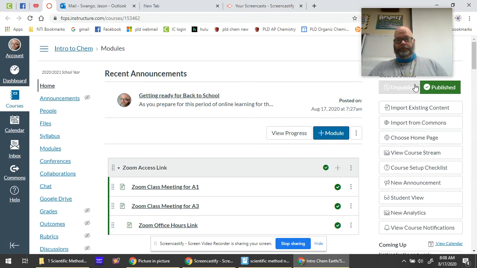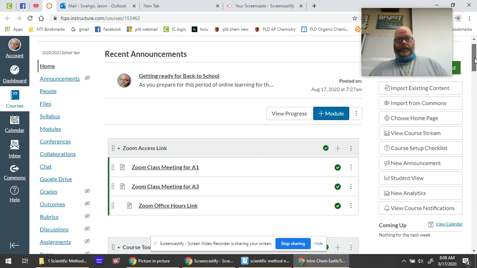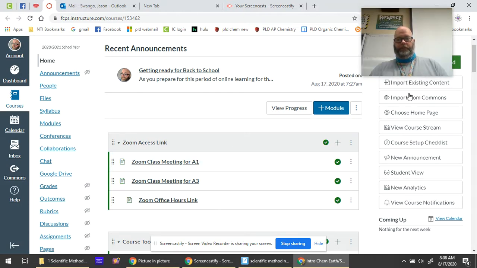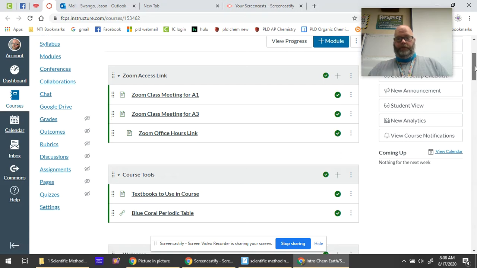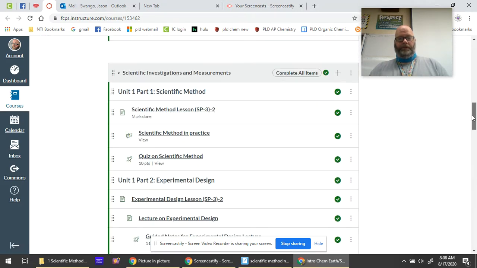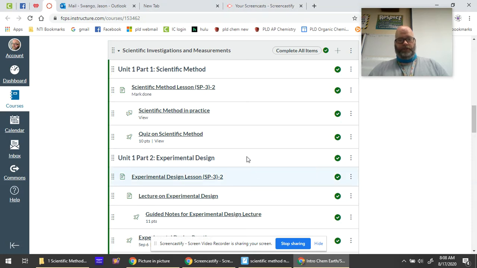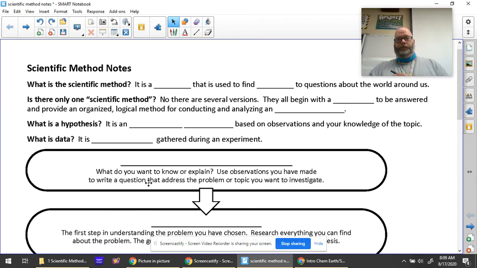In Canvas, of course, you open up to the module screen. This is where all the lessons and assignments are kept. We are in the scientific method or scientific investigations and measurements section, and you are watching the lecture on experimental design under Unit 1, Part 2. The guided notes for experimental design are in that same section right underneath there. So you just click on that, and as I work through the notes, you'll fill in the blanks that I'm filling in by hand. You'll type them in.